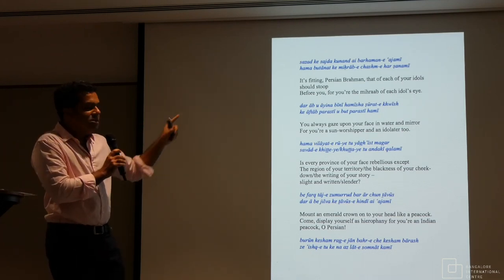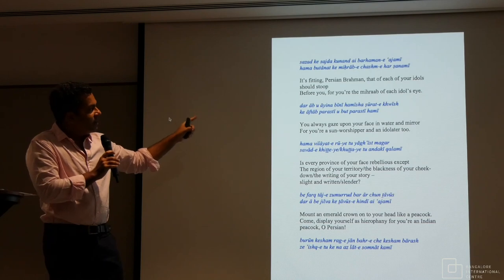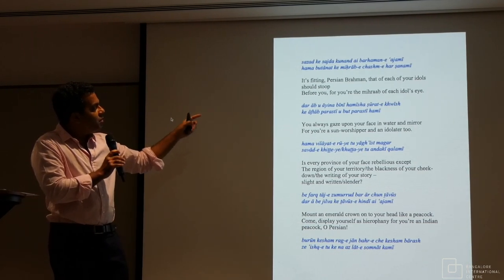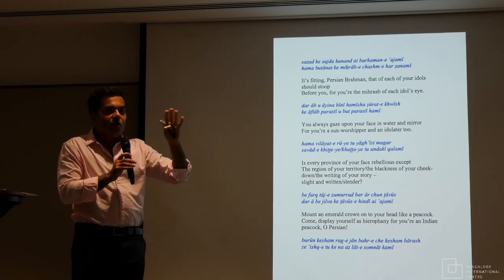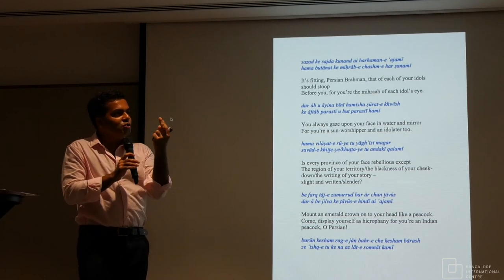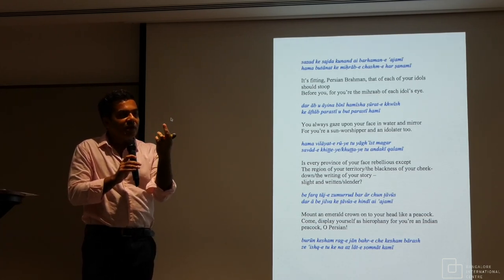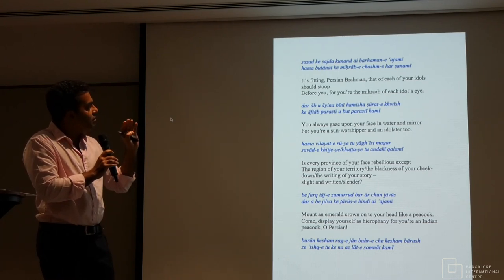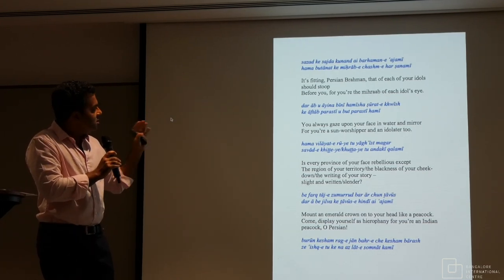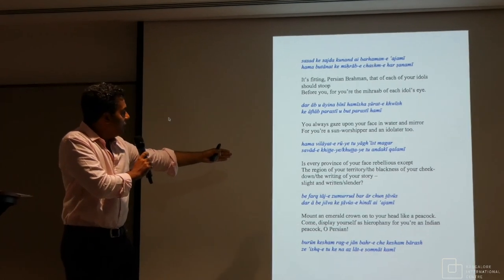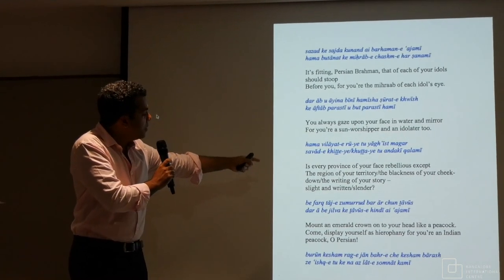So his beloved here, the Mahbub of this ghazal, is in fact a kind of Persian Brahmin, or some kind of pagan. You have at least two or three identity oppositions being collapsed. You have the Persian and the Brahmin, you have the barbarian beloved, you have the Hindu and the Turk, idolater.